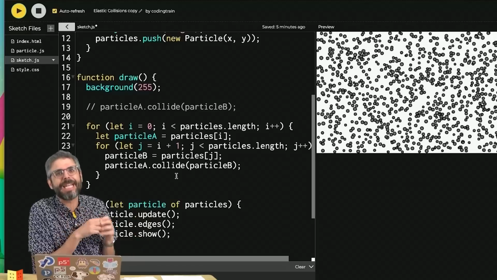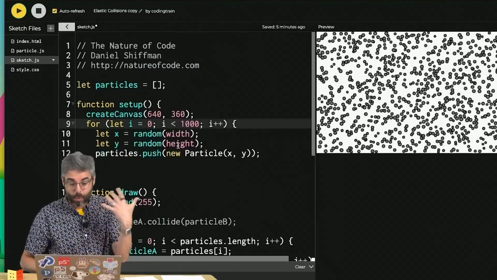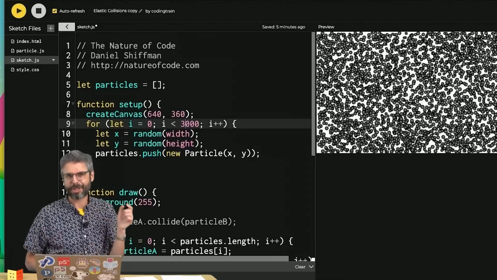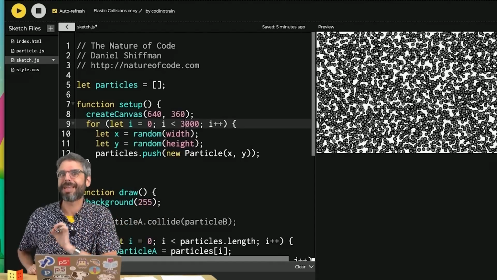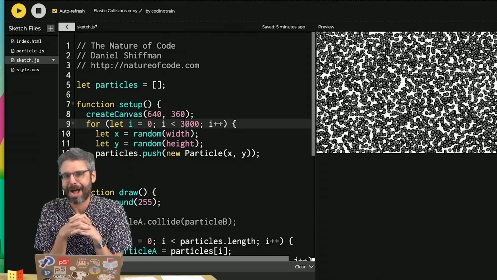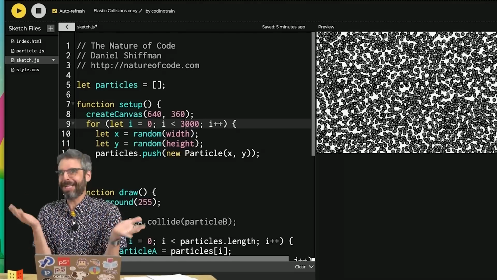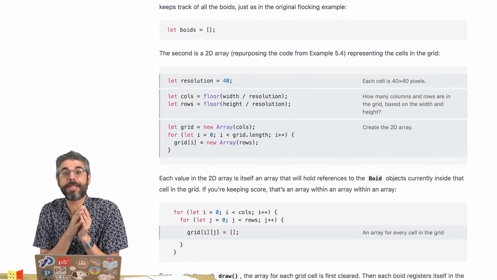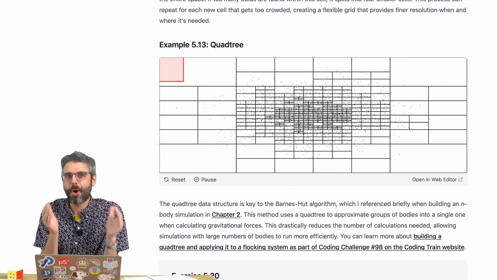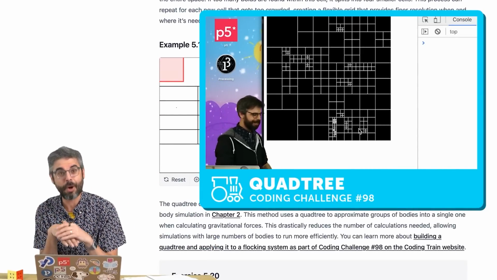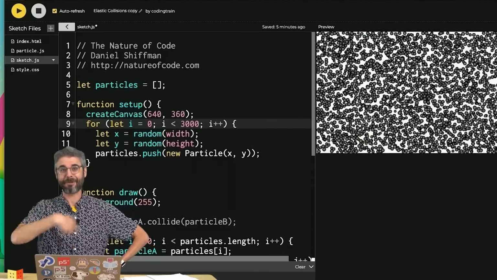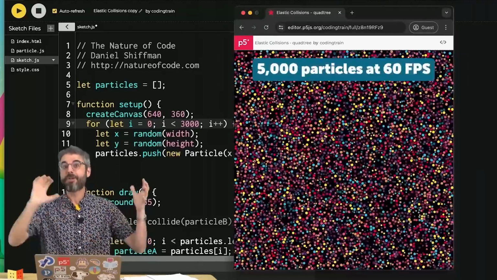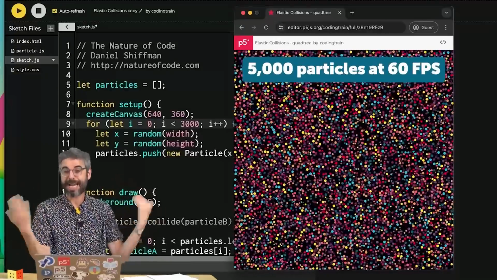But technically, it is still an n squared algorithm, and it's going to get quite slow if I were to get up to, let's say, 3,000 particles. So I believe this can run quite fast with 3,000 particles with a particular kind of optimization. This is something that I cover in, guess what, Chapter 5 of The Nature of Code under optimization, and is something that I've explored quite extensively in my Coding Challenge Quad Tree video series. So I haven't made it right now, but after I finish recording this, I'm going to make a version of what you're seeing right here that uses a quad tree to optimize those collision checks. I will release that as part of this video.